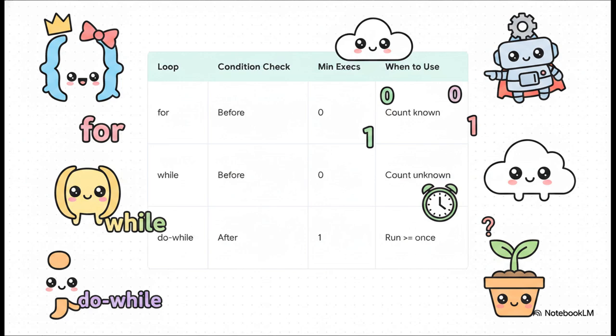And finally, you get a perfect little cheat sheet for when to use them. Count as known, use for. Count as a mystery, use while. Gotta run it at least once, do-while. It's really satisfying to see it organized this cleanly, isn't it?